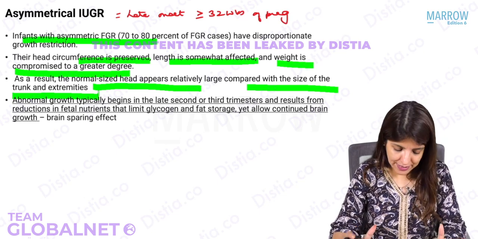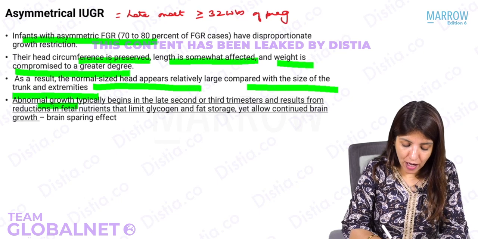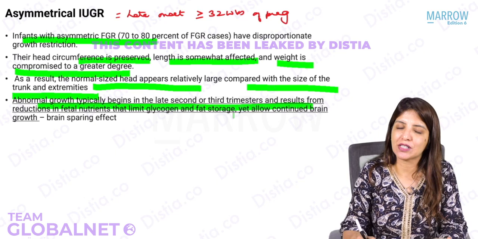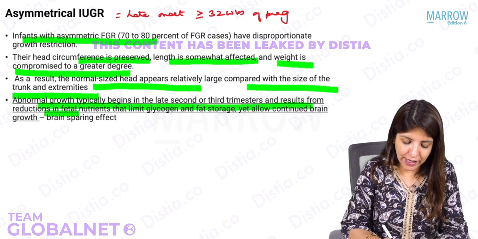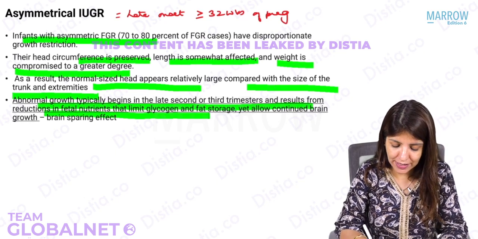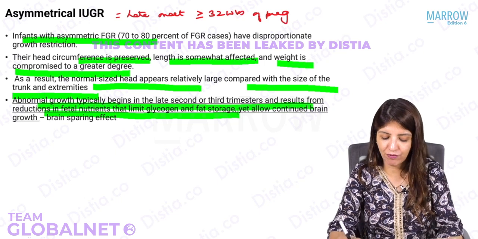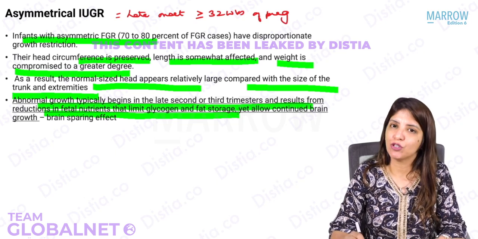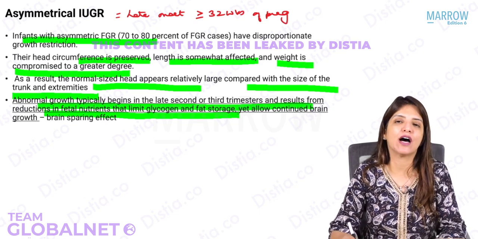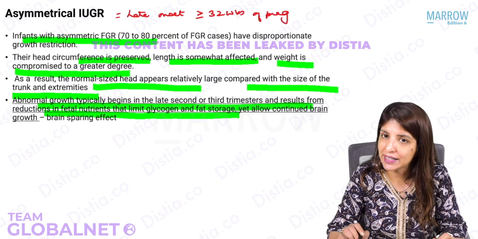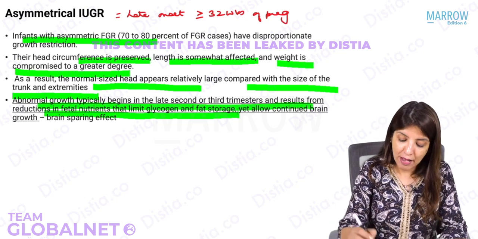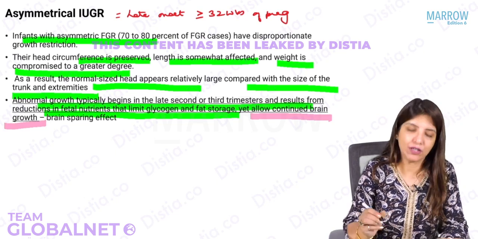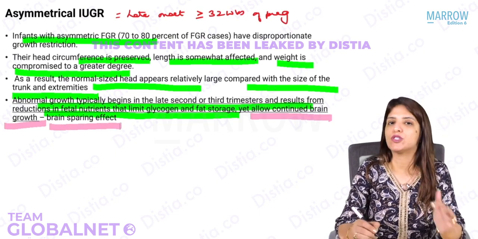So in comparison to the size of extremities and trunk, the head of the baby is going to be normal in size, right? Abnormal growth typically begins in the late second or third trimester, and it results from a reduction in fetal nutrients that limits glycogen and fat storage. So there will be a reduction in fetal nutrients, and these are going to cause a reduction in glycogen storage and fat storage. But on the other hand, they will allow continued brain growth. So that is what is called the brain sparing effect.